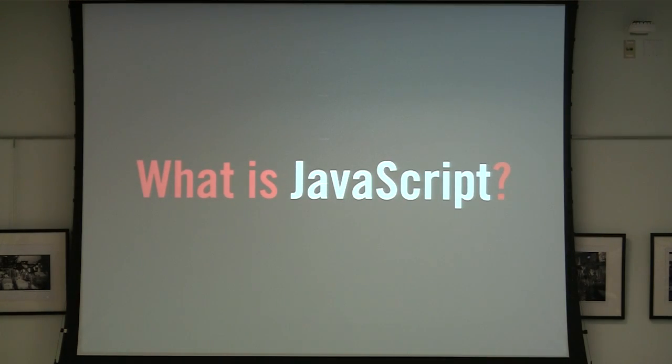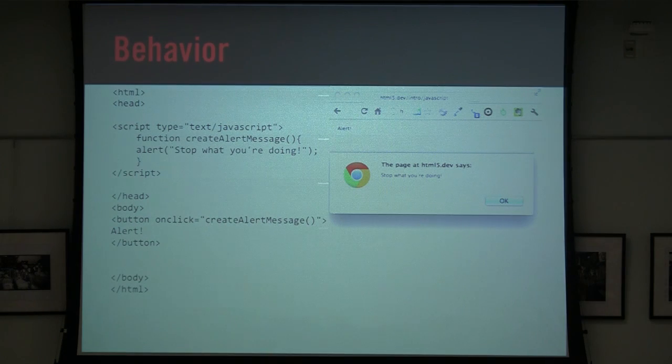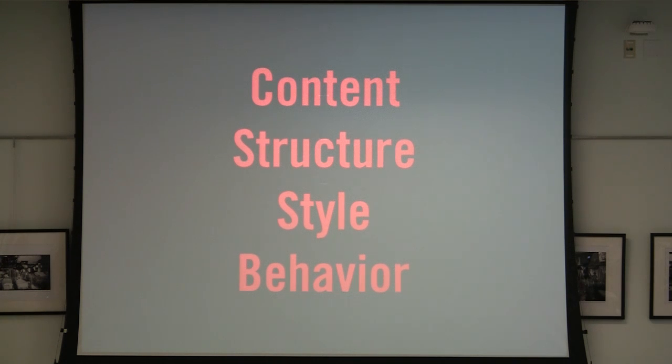So that's CSS. What is JavaScript? JavaScript is the third thing you hear about when you talk about HTML, CSS, JavaScript. It's a language that provides behavior to content. For example, I want to have a button, and when you press that button, it sends an alert. That's all JavaScript. Anytime you need to calculate something or react to a user response that's not just a link or a form input, you're going to do that in JavaScript. So this forms the basis of web development, right? You've got content, structure, style, and behavior.